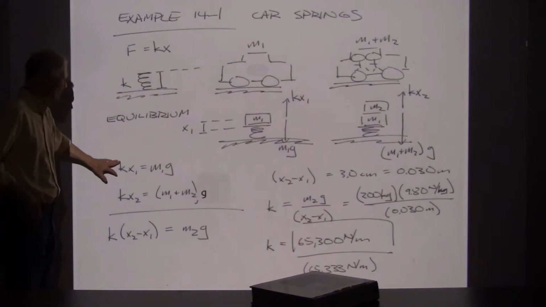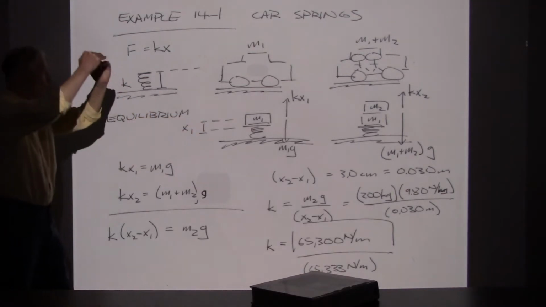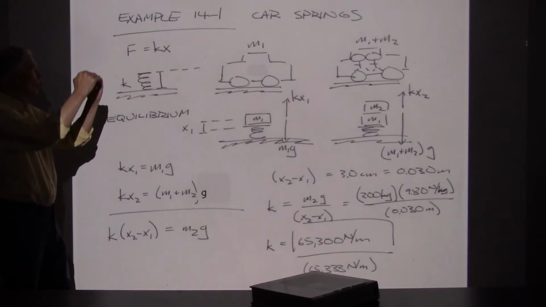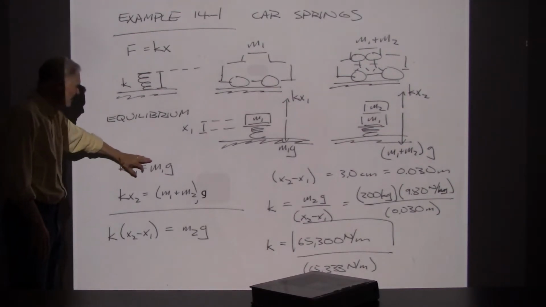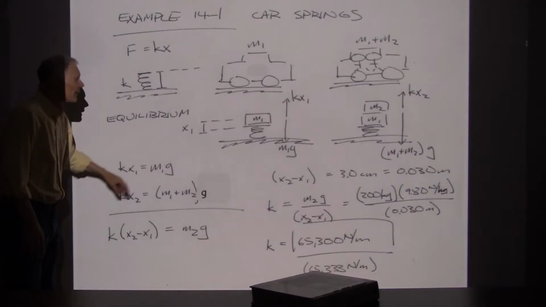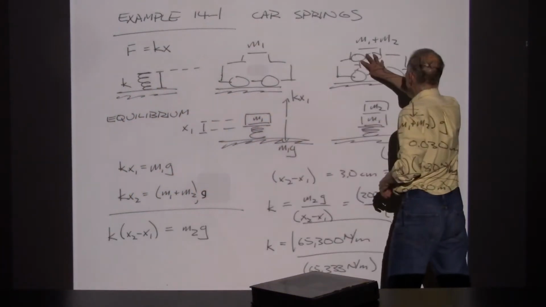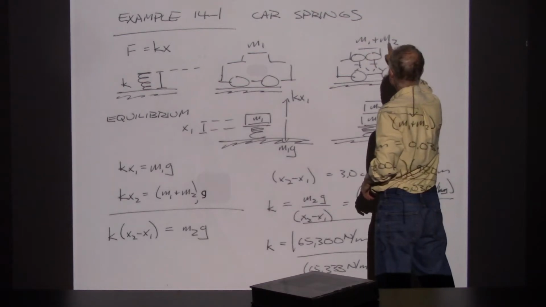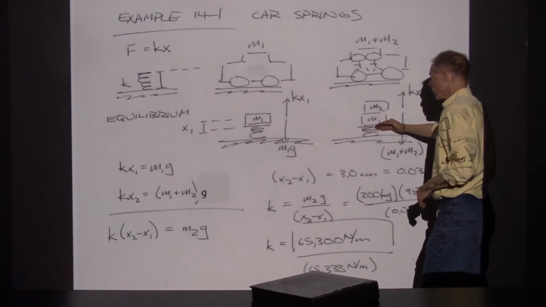So what happens is K times X1, where X1 represents the distance that the spring is compressed, is equal to M1G. Now when we add some additional mass, here's some more mass inside, now we have M1 plus M2, and the spring is going to compress even more.